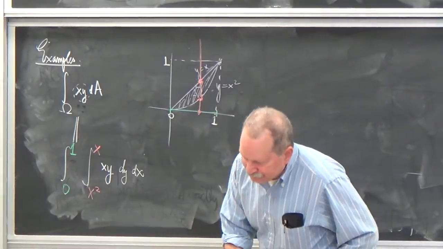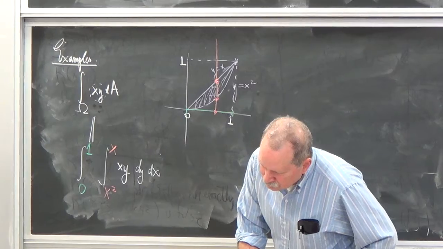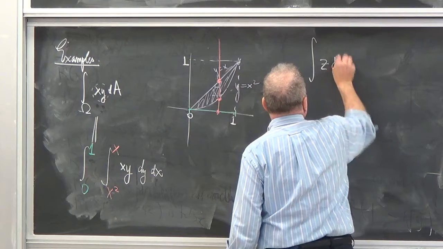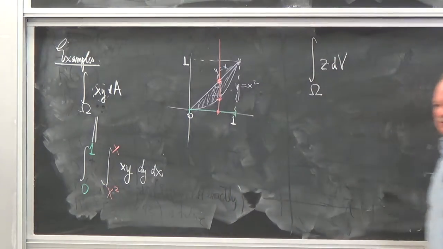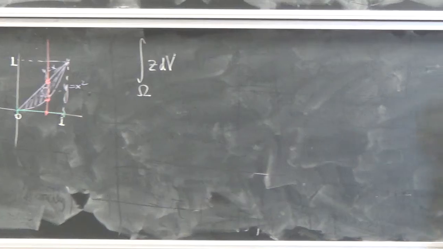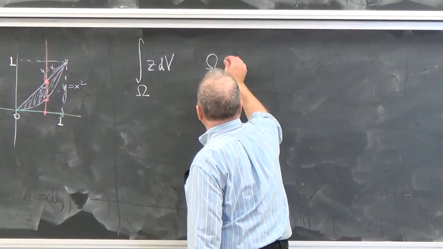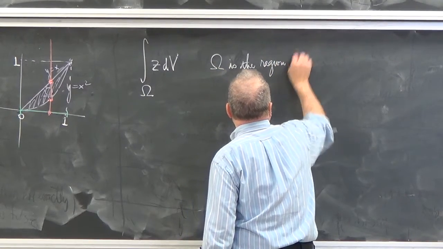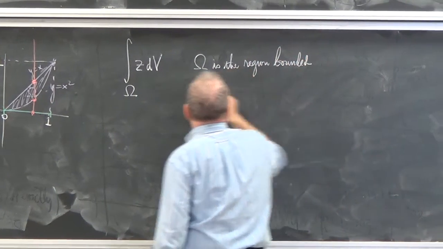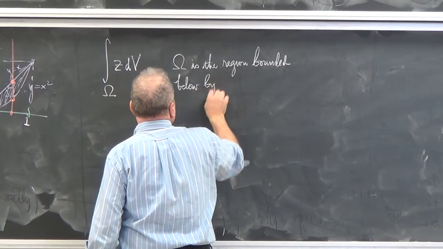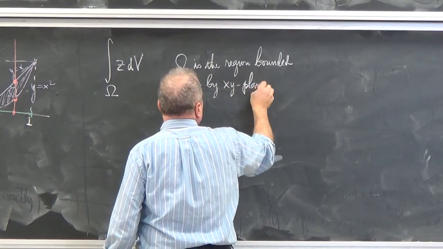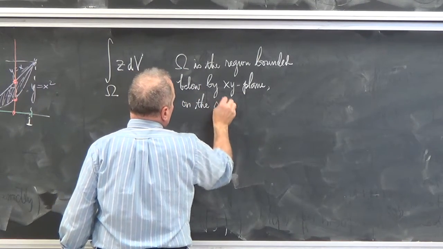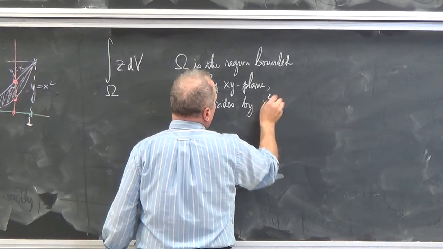Let's do the integral of z. Now I'm going to move up into 3 dimensions, where omega is the region bounded below by the xy plane, on the sides by a cylinder.